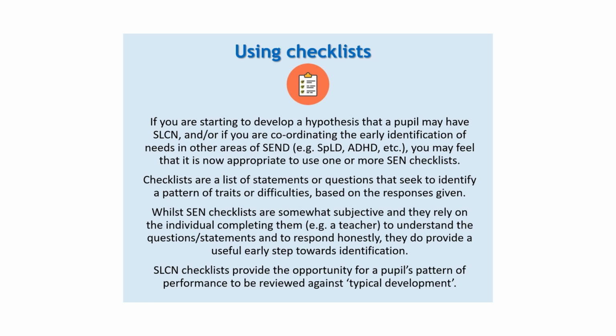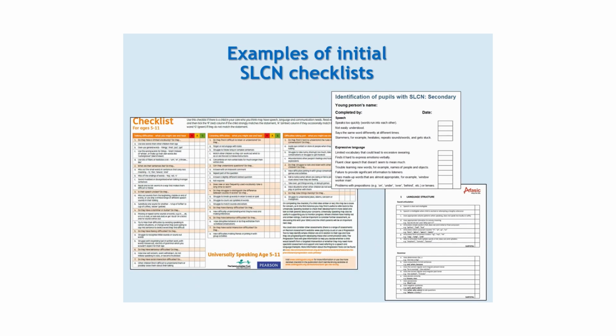Checklists are a list of statements or questions that seek to identify a pattern of traits or difficulties based on the responses given. Whilst SEN checklists are somewhat subjective, and they rely on the individual completing them, for example a teacher, to understand the questions and statements and to respond honestly, they do provide a useful early step towards identification. SLCN checklists provide the opportunity for a pupil's pattern of performance to be reviewed against typical development. Examples of initial SLCN checklists.